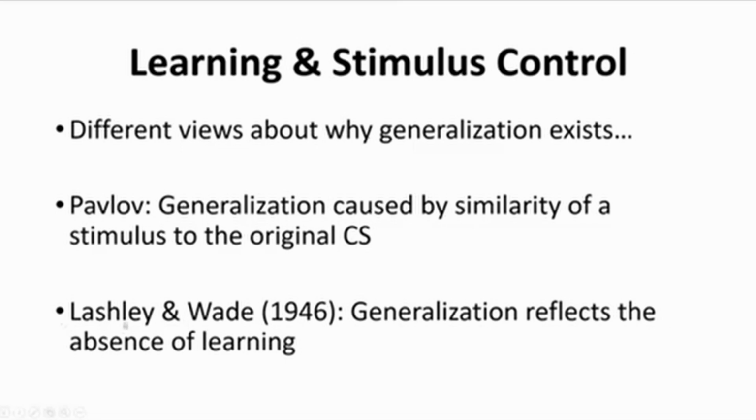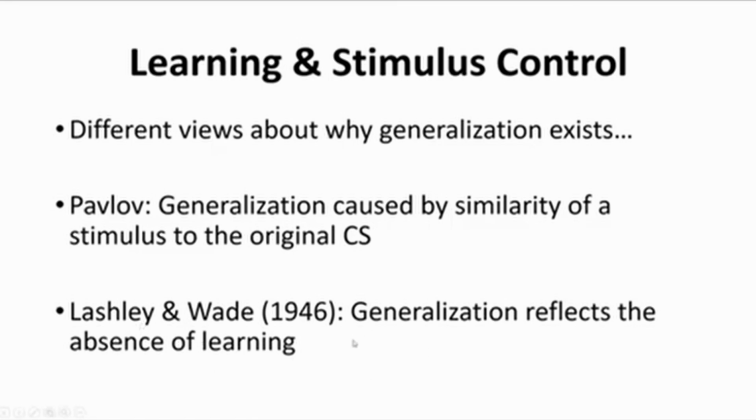In contrast, Lashley and Wade said that generalization reflects an absence of learning. So from their perspective, generalization was the natural state, and in fact, stimulus control needed to be learned in order to occur. So if you haven't learned to discriminate yet, then your behavior would look more like generalization because you haven't learned that discrimination yet.